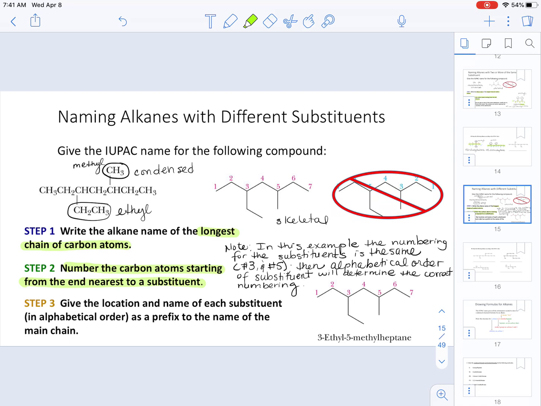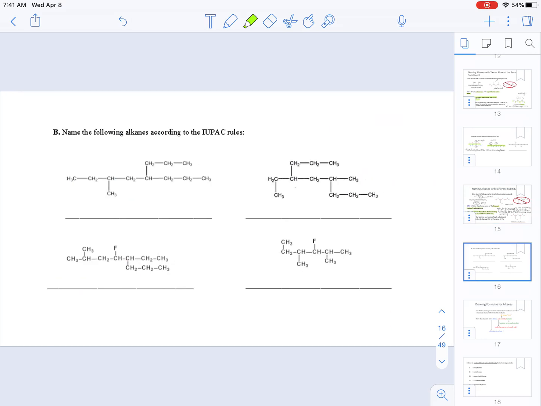Let's do a couple of examples to understand how to name molecules that have different substituents present. When it comes to this, I'm going to do only the molecules on the left side, the top and the bottom. Make sure that you practice the molecules on the right side, top and bottom, and double check your answers with the answer key.